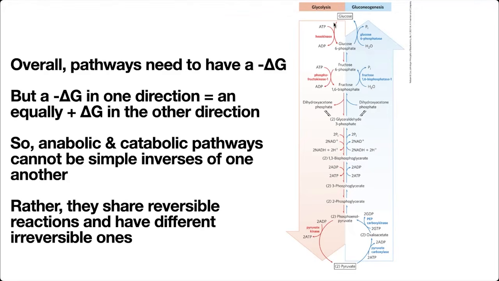The reverse direction would not be favorable if you go directly to reverse this reaction. So instead, you use a different enzyme that does a different reaction to go in the reverse direction, this glucose 6-phosphatase. So not only are they different enzymes, but they're doing different reactions.